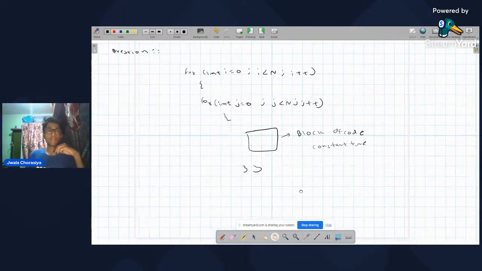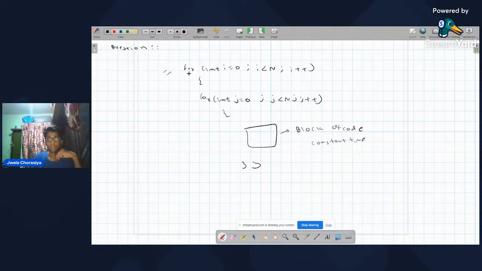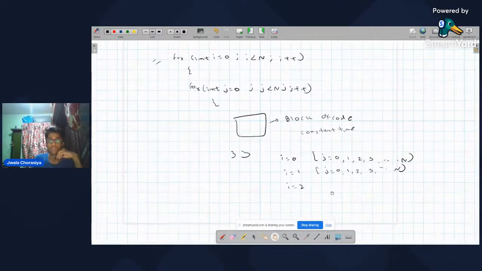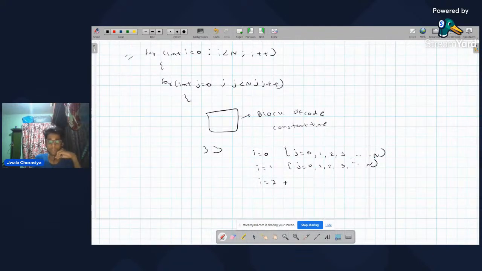Okay, so now let's work out the time complexity for this code, what it will be. Let's check how it works. When my i is equal to 0, my j is iterating from 0, 1, 2, 3 till n. When my i is equal to 1, my j is iterating from 0, 1, 2, 3 till n, right? When my i is equal to 2, my j will iterate from 0, 1, 2, 3 till n. And when my i is equal to n minus 1, my j will iterate till n.